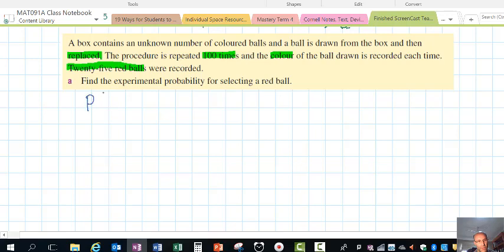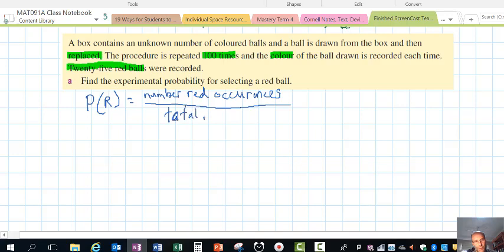We use the same terminology and symbols: probability of red. Remember the formula was the number of times it occurred, so the number of red occurrences, the number of times red occurred, over the total number of trials. You can use a bit of shorthand and abbreviate things if you like. That's pretty much the formula you saw a moment ago that you copied down, though it might have slightly different wording. We're after red balls. There are 25. What's the total number of trials? 100. So 25 over 100, which is a quarter, or 0.25.